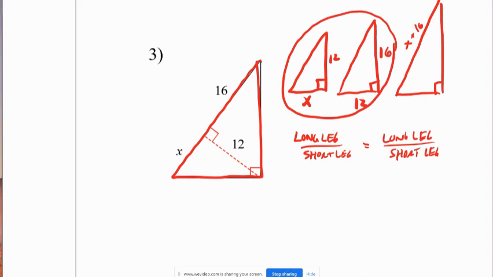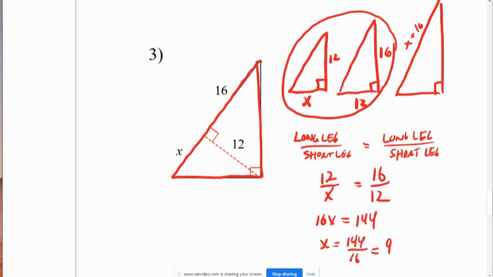So the way you set up the proportion doesn't matter as long as you're consistent, meaning you do it the same for both. So if I put the long leg on top and the short leg on the bottom for the first triangle, then I have to put the long leg on top and the short leg on the bottom for the second triangle. Now when we cross multiply, we get 16x equals 144. And so x equals 144 divided by 16, and that is 9. So x equals 9.